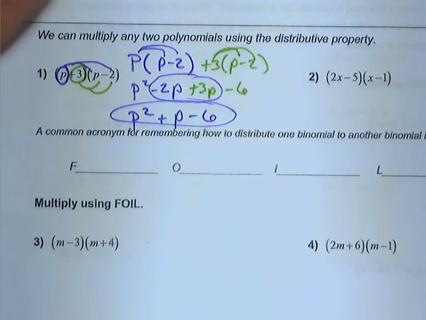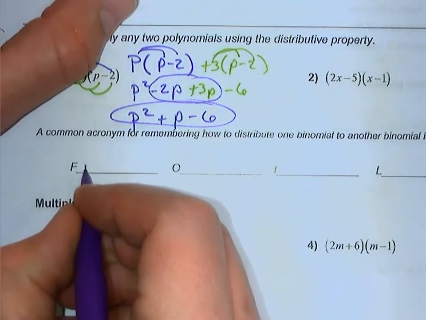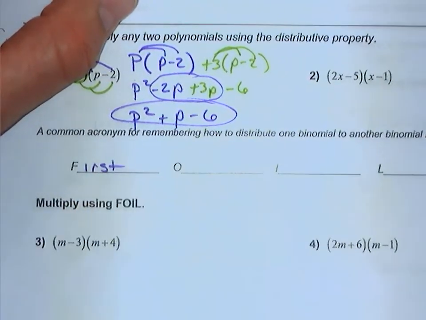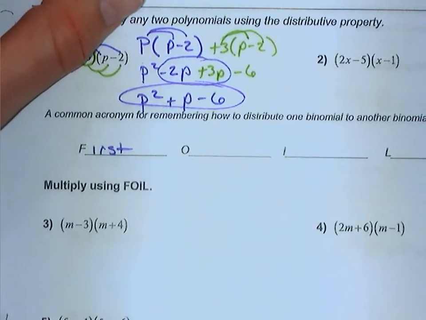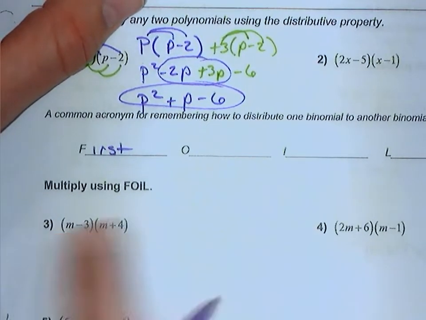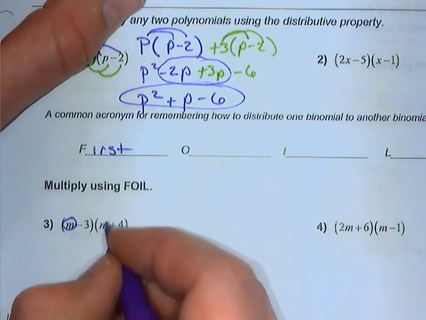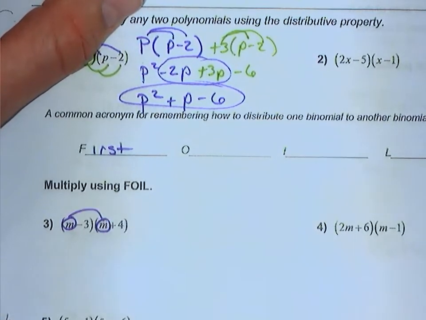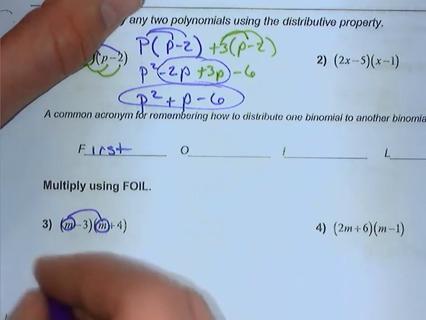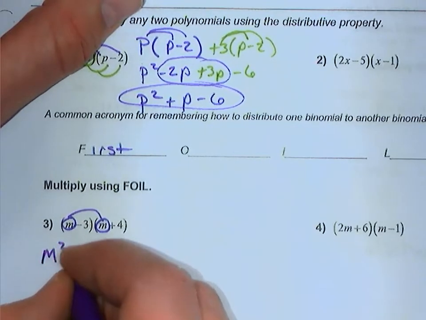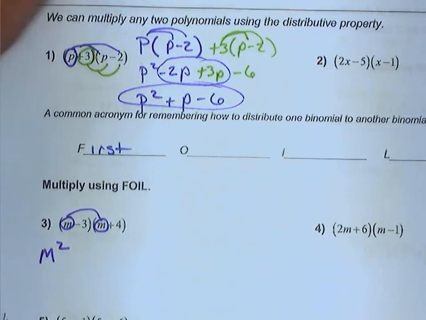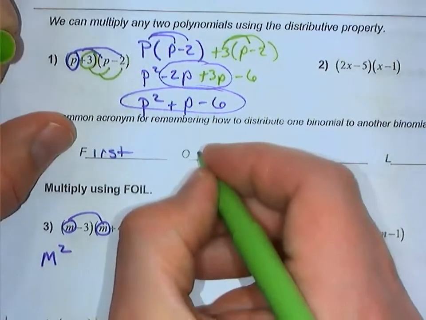All right. Now, when we foil, we take the first terms and multiply. So in example 3, I'm going to take this m, which is the first term, and this m, which is the first term, and multiply. So m times m, m squared.